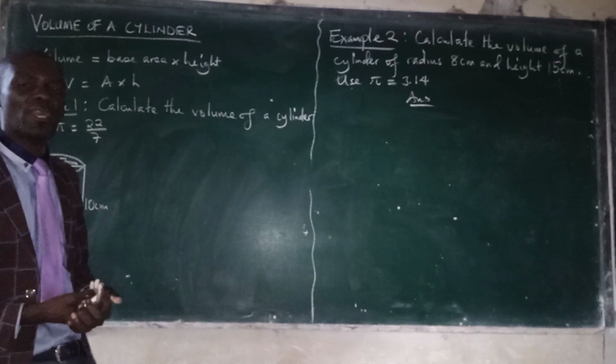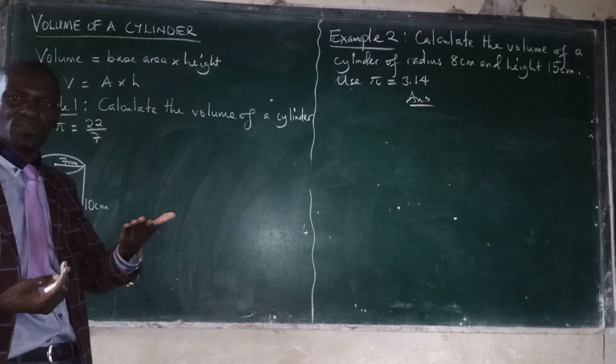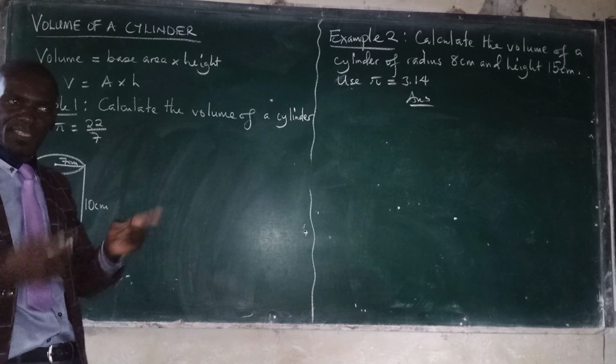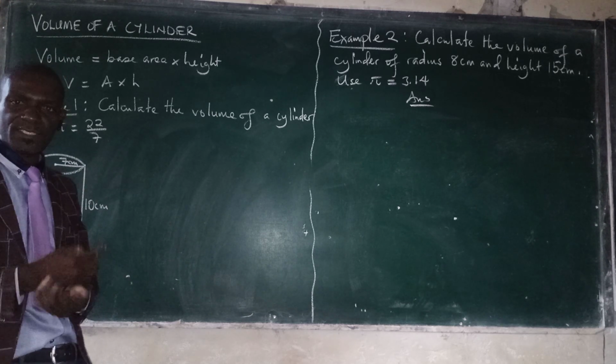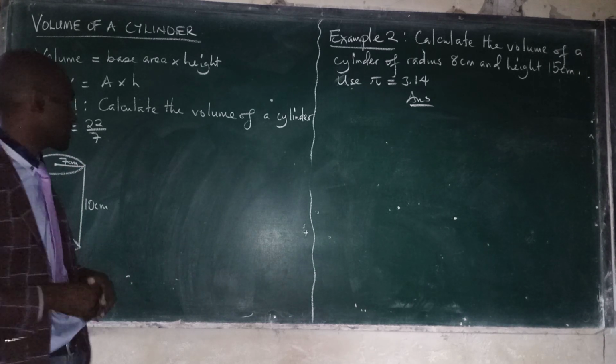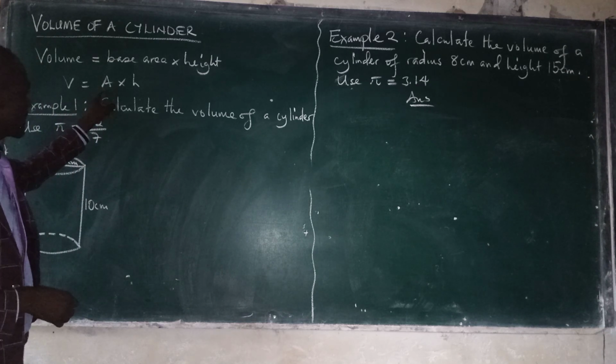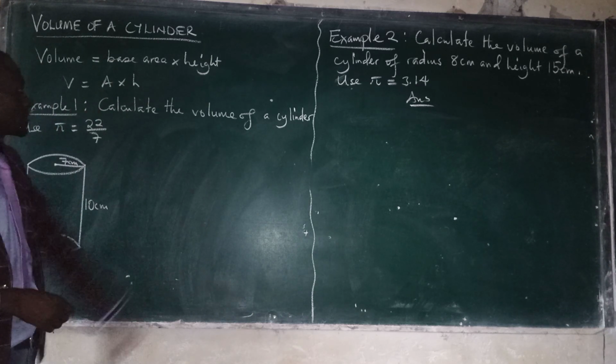In this case, if we talk about a cylinder, it has a base in the form of a circle, and then we find the area of that circle, then multiply it by height. We'll find the volume of a cylinder. So the general formula, V is equal to A times H, or base area times height.